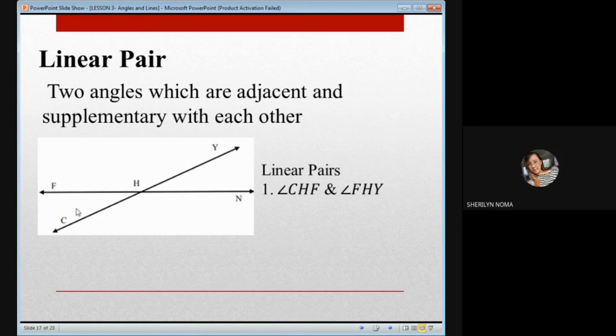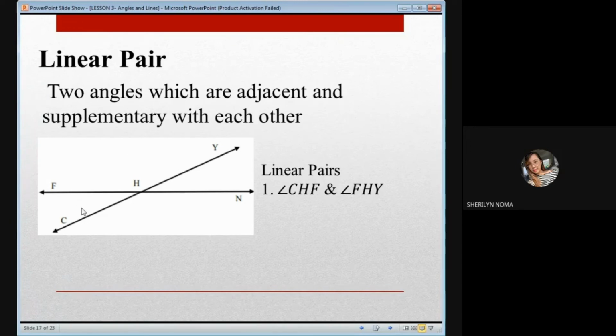So, yung linear pairs po natin dyan, angle CHF. Tingnan nyo mabuti ha. Hindi kayo pwedeng tumalon dito sa CFH ha. Walang line yun. Okay? So, angle CHF. Ano pa? Yung magka-pair. So, angle FHY. Okay? Pansinin nyo po. Nakabuo siya ng straight line.